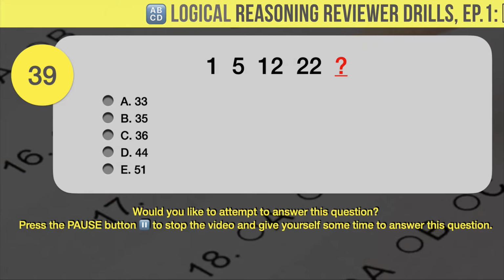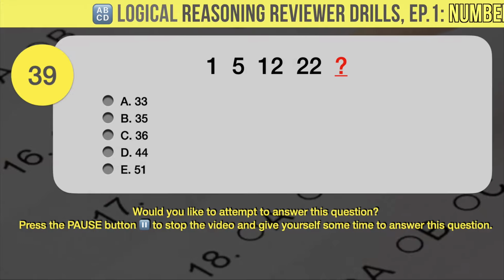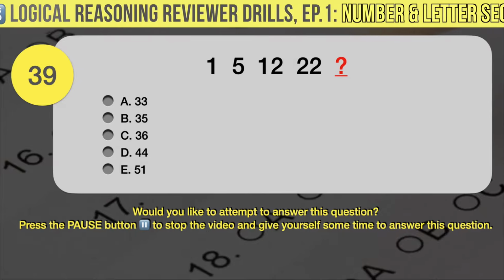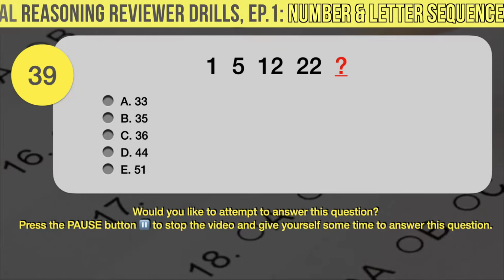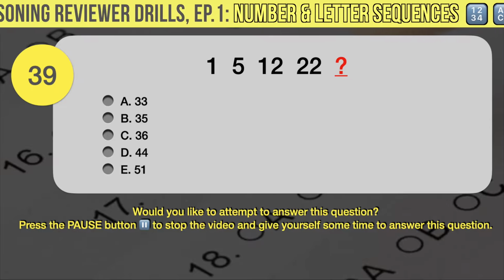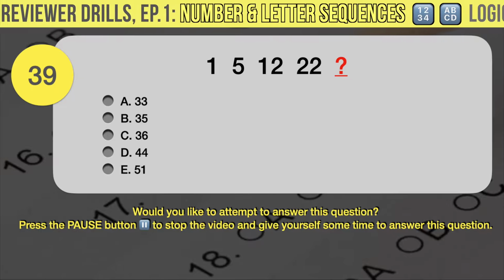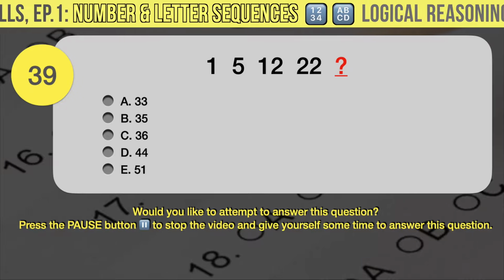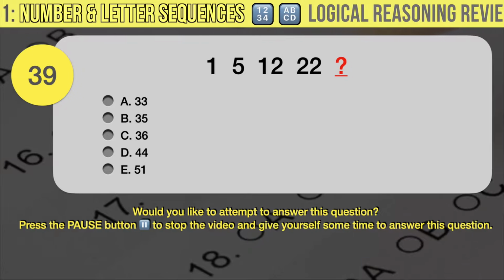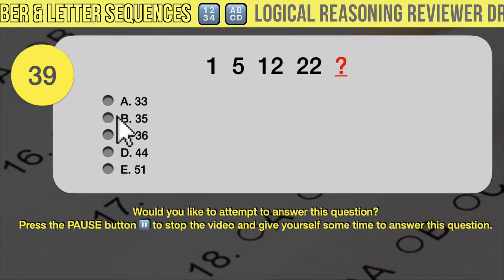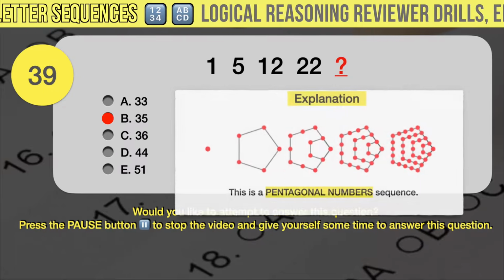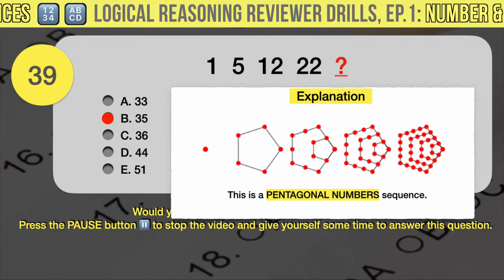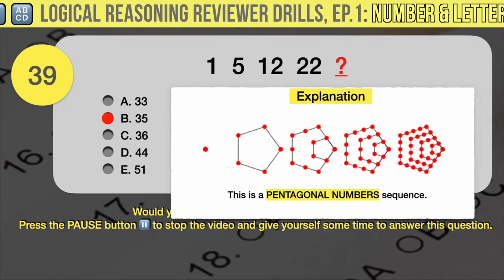Drill question number 39. Which number comes next in the following sequence? 1, 5, 12, 22. Your answer choices are A. 33, B. 35, C. 36, D. 44, E. 51. The correct answer is B. 35. This is a special mathematical sequence known as a pentagonal number sequence. Pictorially, the pentagonal numbers can be represented as shown.